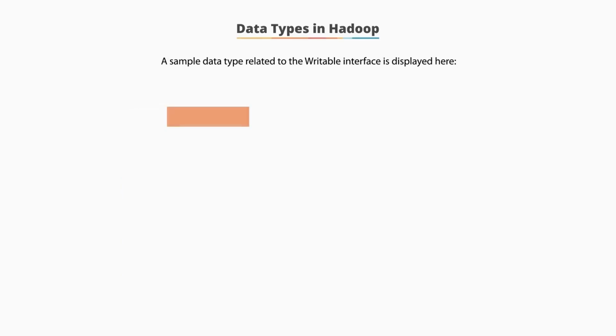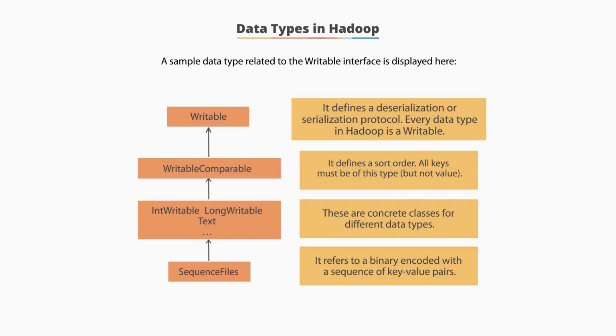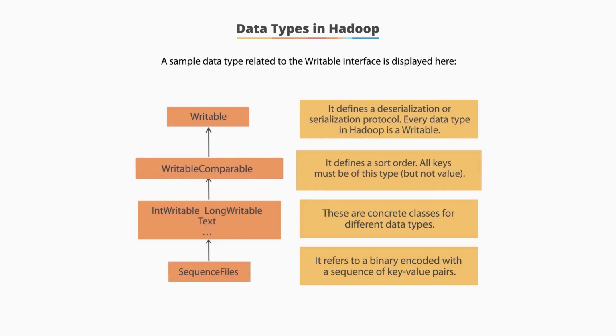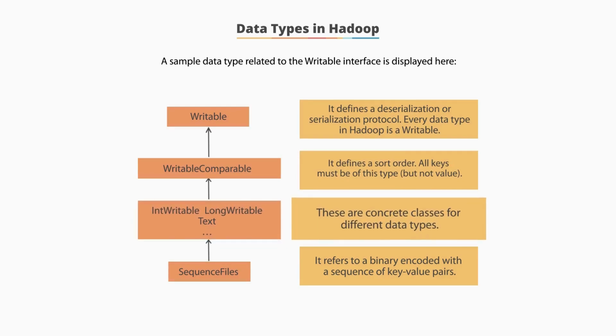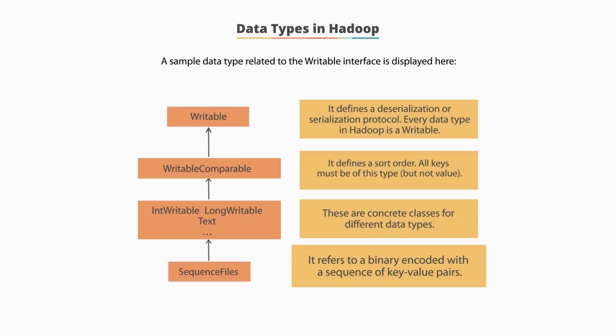This illustration here shows a sample data type that you can create on your own. This data type will need you to implement a writable interface. As you can see, writable will define a deserialization or serialization protocol. Every data type in Hadoop is a writable. WritableComparable will define your sort order. All keys must be of this type, but not values. Then, IntWritable and LongWritable, and the various concrete classes that you'll define for your different data types. Lastly, sequence files refers to a binary encoding of a sequence of key-value pairs.